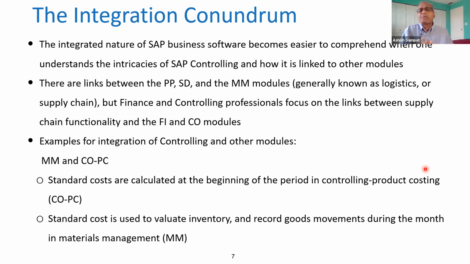So we look at some examples. When we look at materials management and product costing, you'll hear a lot of module names or terms here, so I hope everyone is comfortable with that. COPC is nothing but our product costing module of controlling. We calculate standard costs at the beginning of the period in product costing, and those costs are used to record goods movement throughout the month. Now, of course, if you say that I'm using moving average price, that's fine. That also is set up by somebody in the initial phase, and that's how it is usually determined.